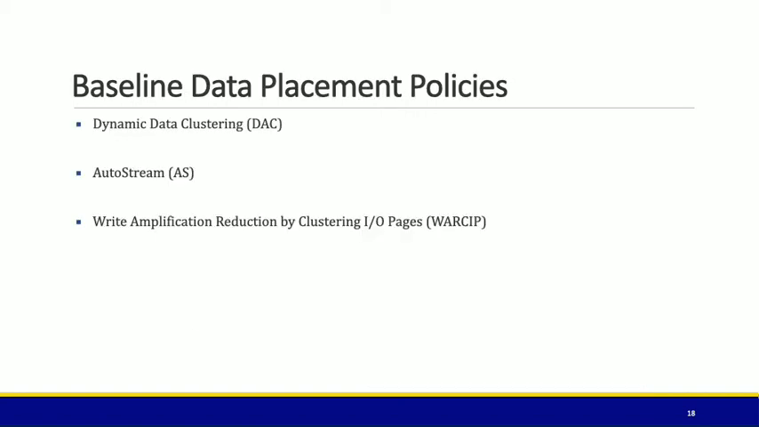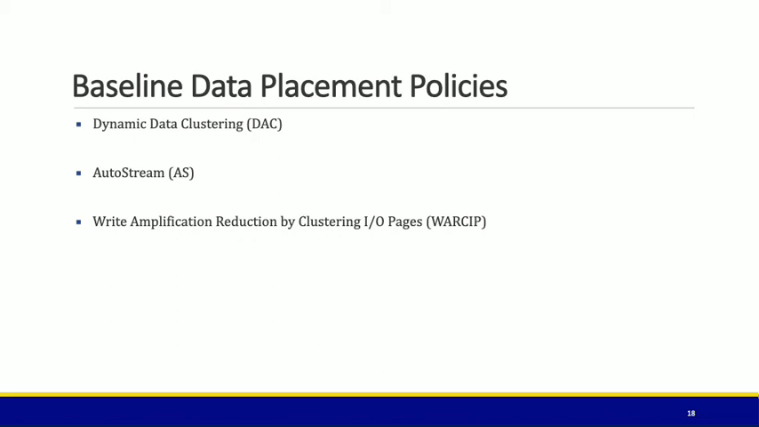We compare our work with three baseline data placement policies. First is dynamic data clustering, DAC, which maintains multiple open blocks and assigns each one a temperature. Whenever an LBA is overwritten by a user write, it is promoted to a hotter block, and whenever its LBA is moved by GC write, it's demoted to a colder block. Next is AutoStream, which leverages both write frequency and recency to determine the block temperature, and it uses it for writing pages into blocks of different temperature levels. It also demotes aged LBAs into cold blocks.